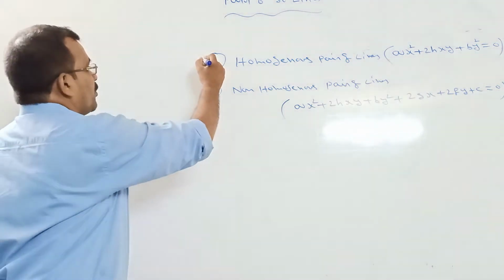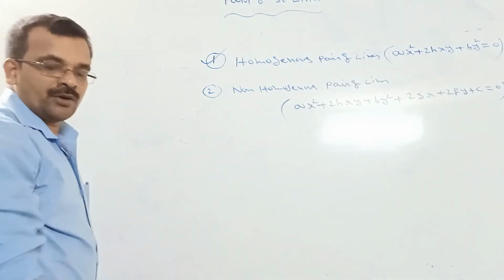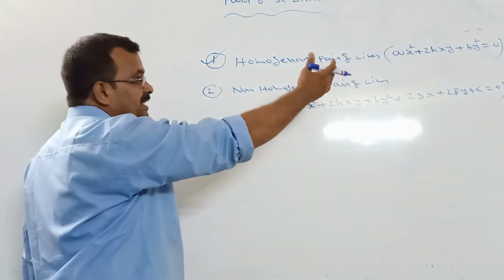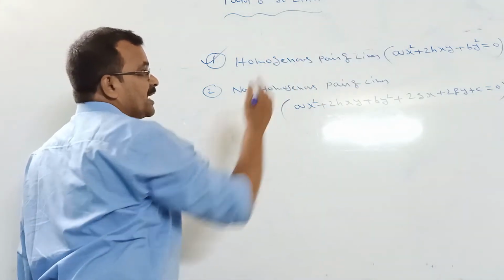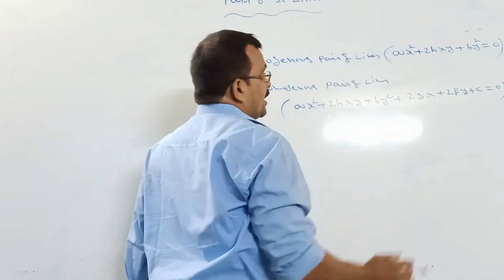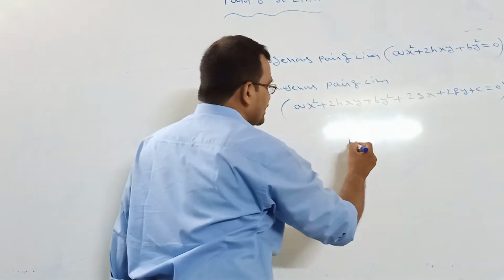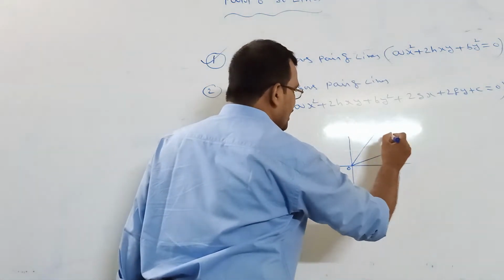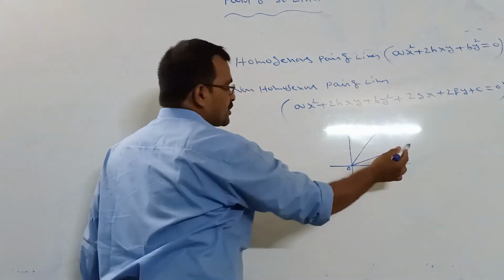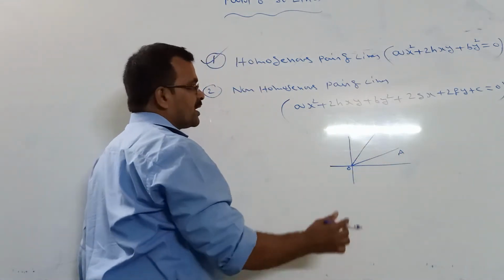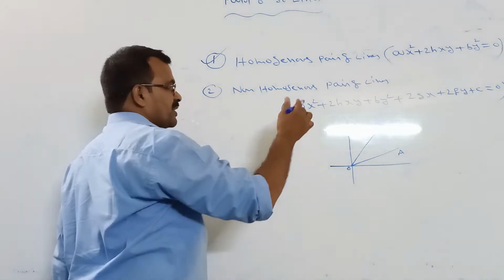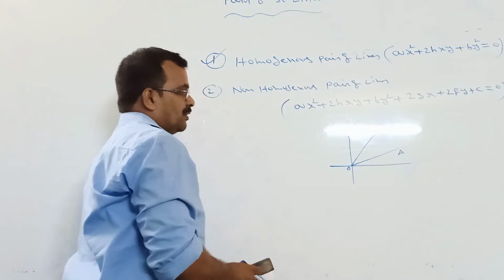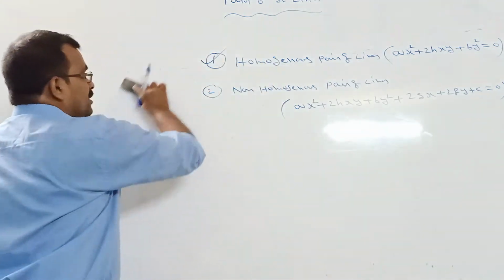First one, homogeneous part. We all know that a homogeneous second degree equation in the variables x, y, ax square plus 2hxy plus by square equal to 0, represents two straight lines passing through origin. Obviously, the second one also represents two lines, which are not passing through origin. Okay, now some questions.